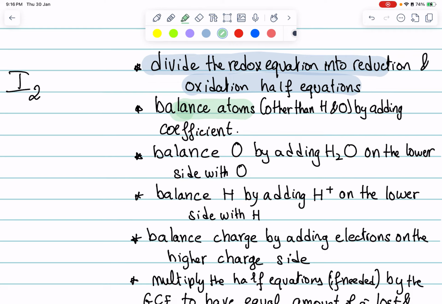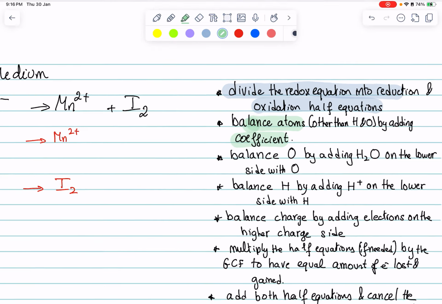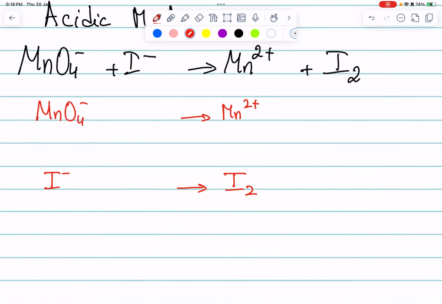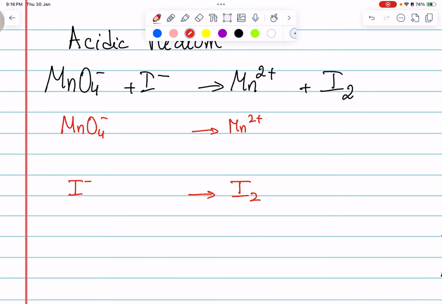Step 2, balance atoms other than hydrogen and oxygen. So any atom that you have but not hydrogen and oxygen, by adding a coefficient, and the coefficient is a number that you write to the left side of the formula. So let's start here. 1 manganese and 1 manganese. So this Mn is already balanced. Leave it. 1 I and 2 I atoms. So we balance I by adding a coefficient on the reactant side. Now I have 2 I atoms on both sides.